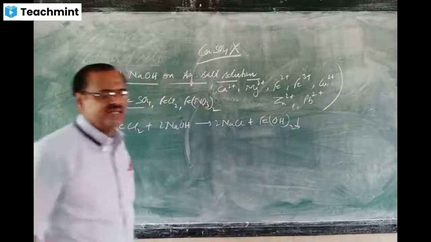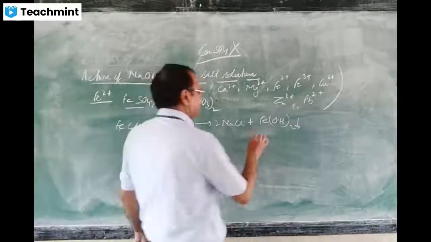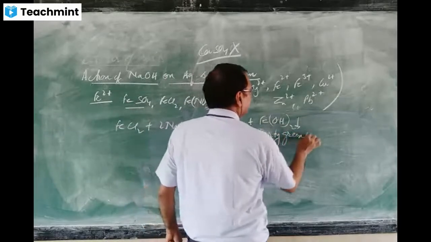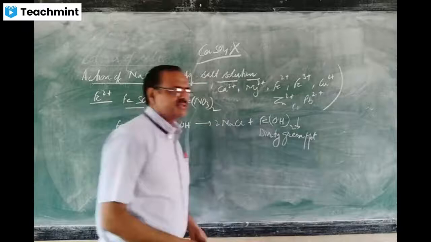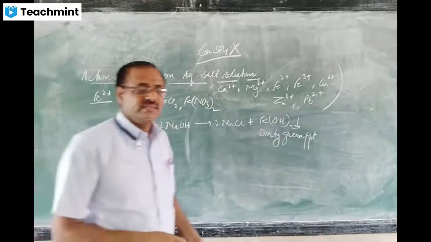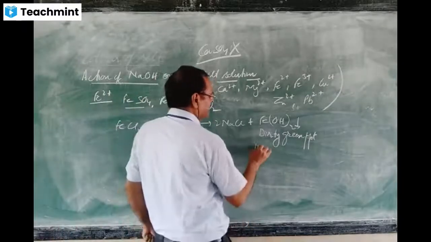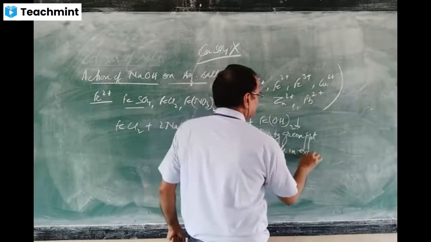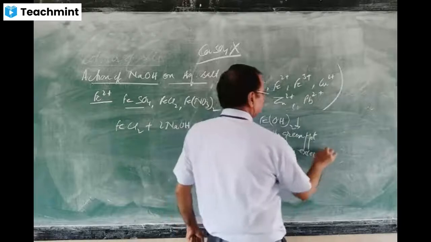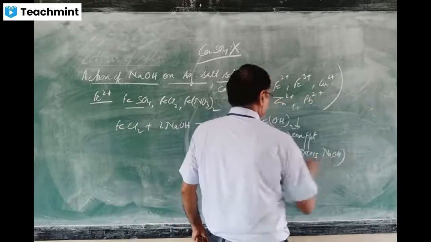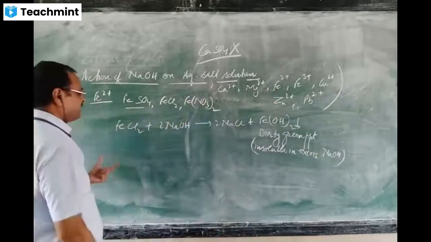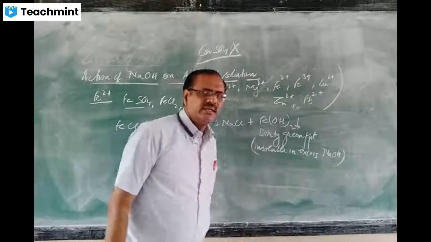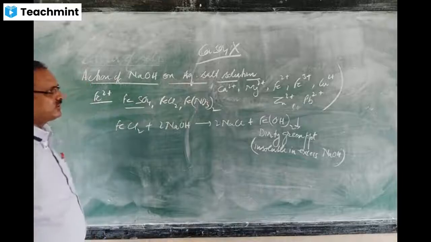The ferrous hydroxide will be a dirty green precipitate. This dirty green precipitate is insoluble in excess sodium hydroxide. So when sodium hydroxide solution is added to ferrous chloride, we get a dirty green precipitate, which is insoluble in excess sodium hydroxide.